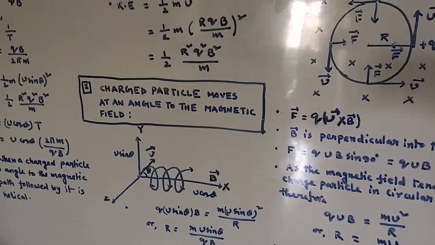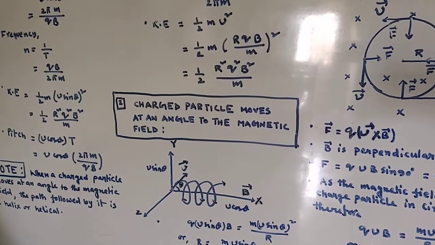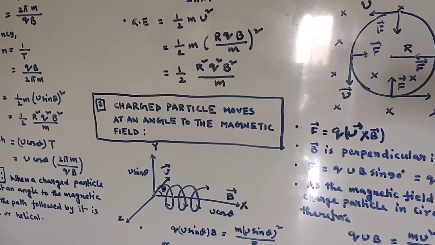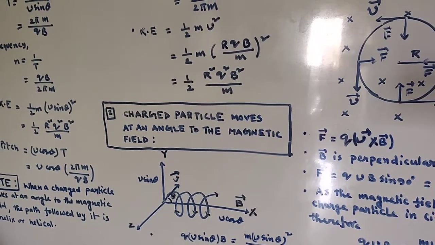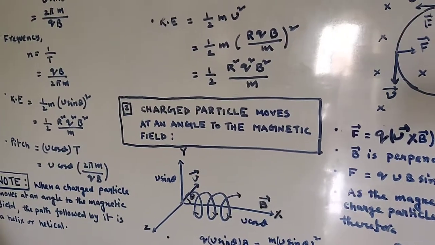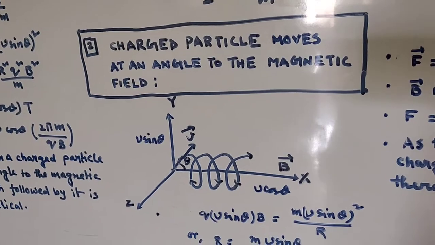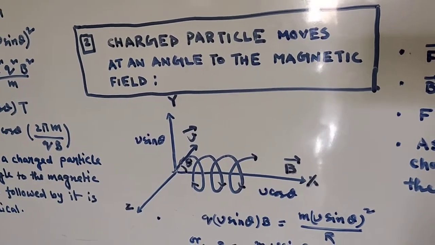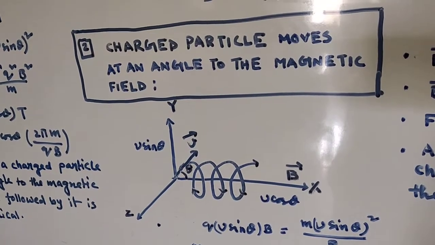Now the next topic which we are going to discuss is a charged particle moving at an angle to the magnetic field. It is neither perpendicular nor any other specific angle, but an arbitrary angle theta. Suppose the charged particle moves with velocity v at an angle theta with the magnetic field, and the magnetic field is along the x-axis. So v has two components. One is v cos theta, another one is v sin theta.